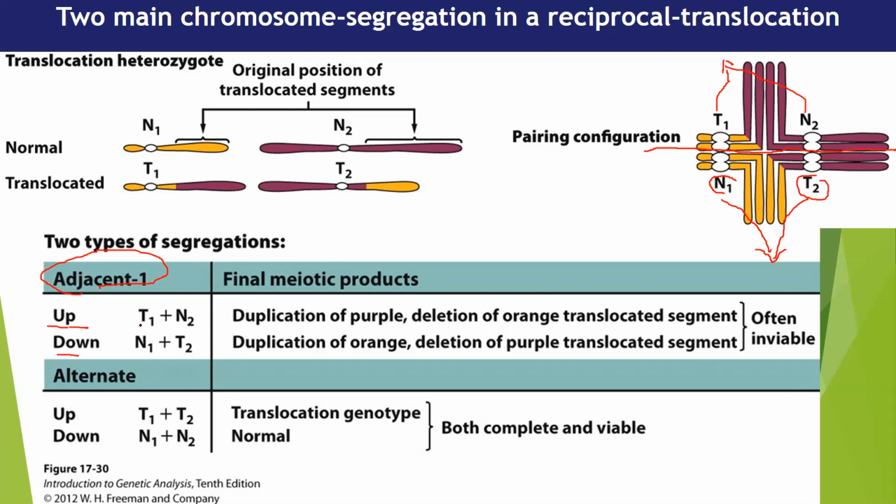And as you can see, if one normal chromosome comes together with a translocation chromosome, you're going to see the duplication of the purple and the deletion of the orange translocation segment, right? So this gamete is unbalanced. The same for this one. If a normal one comes together with translocation 2, you're going to see the duplicated region as well as the deleted region. So this kind of segregation will produce inviable gametes. That means you're not going to see progeny like this, right?